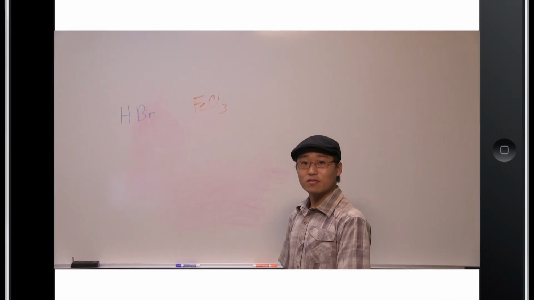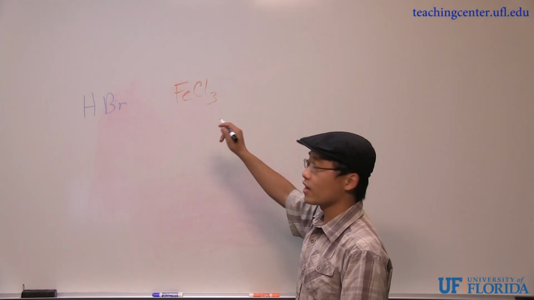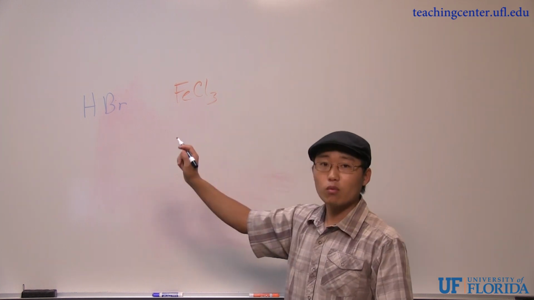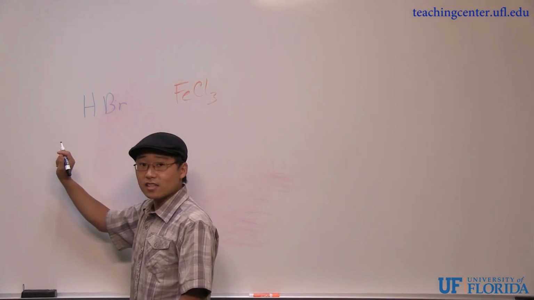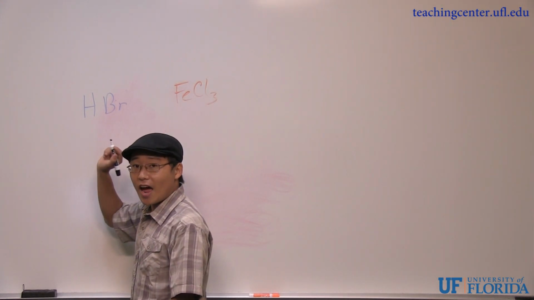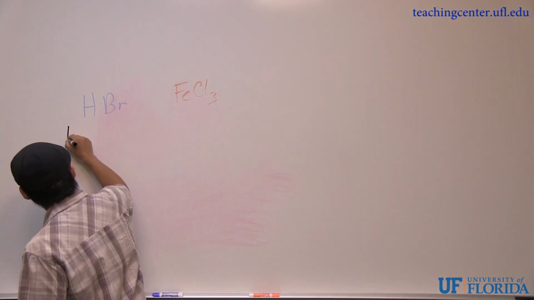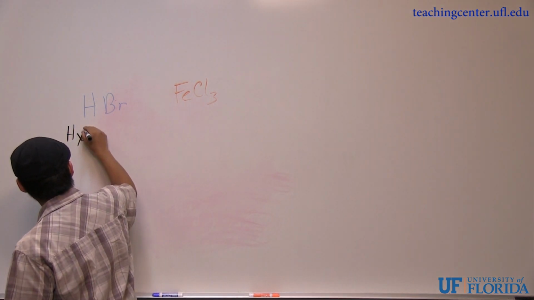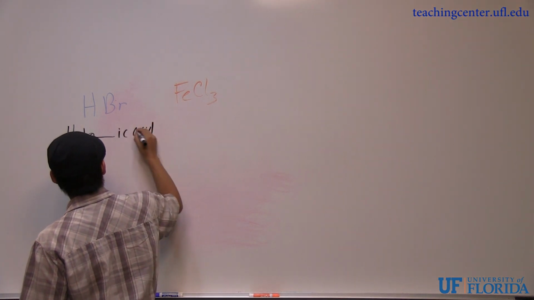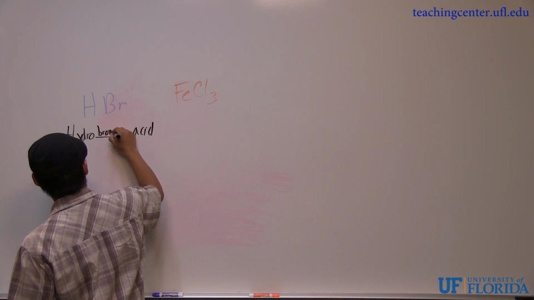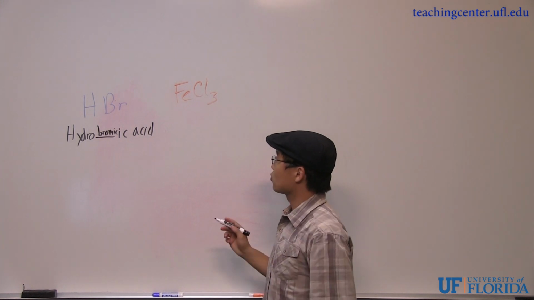Now let's do question number 5. Question number 5 says, please name the following compounds: HBr and FeCl3. So let's start out with the HBr first. Now HBr is an acid, and it is a binary acid, which means it is hydrogen with a nonmetal. So we just take the name and make it hydro-blank-ic acid. In this case, it's going to be hydrobromic because the nonmetal here is bromide. So we know that's hydrobromic acid.